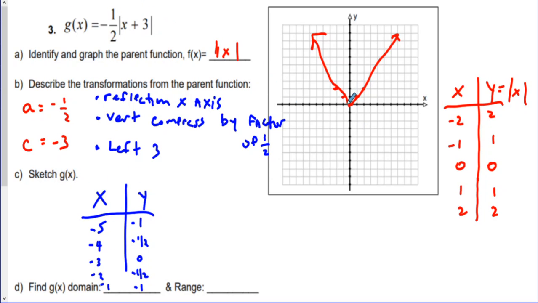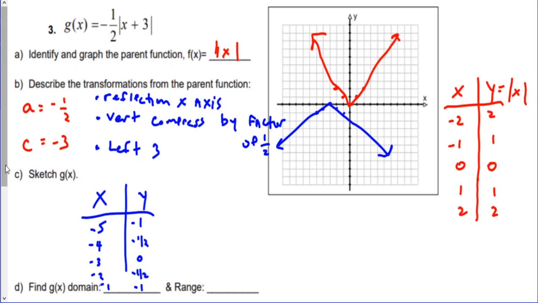So I can graph this now, right? -5 goes down to -1. -4 goes down to -1/2, which is like right here. And then -3 is at 0. And -2 goes back down to -1/2, and -1 goes down to -1. So if you notice, it's reflecting. This thing is now upside down. It's still a V shape. All absolute values are a V shape, but it reflected, so it's opening down now, and the arrows are pointing down, and the compression caused the graph to look a little bit wider.